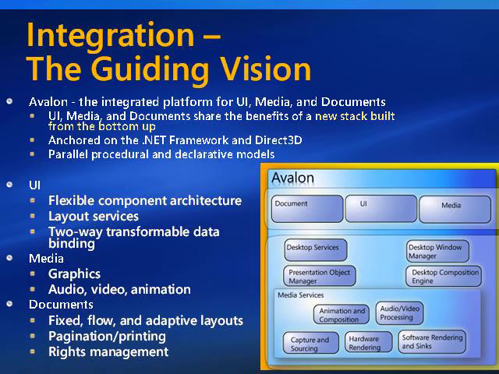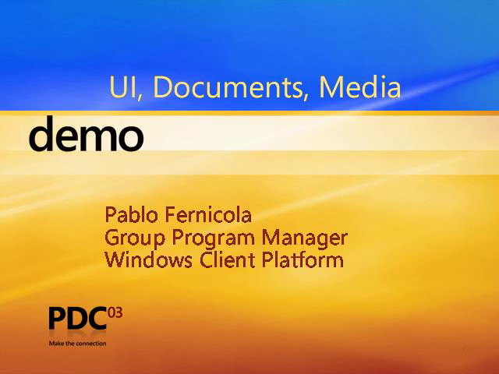So I talked about integration a little bit. We wanted Avalon to be an integrated platform from an experience point of view and also from a developer experience point of view. At the same time, we wanted to deliver world-class platforms in their own right in the user interface space, in the media space, and in the document space. And we'll talk in more detail about what the elements of that are. So let's invite Pablo Fernicola, who's the group program manager on the Avalon team, to come up and show us an example of some Avalon applications and how they can be built.